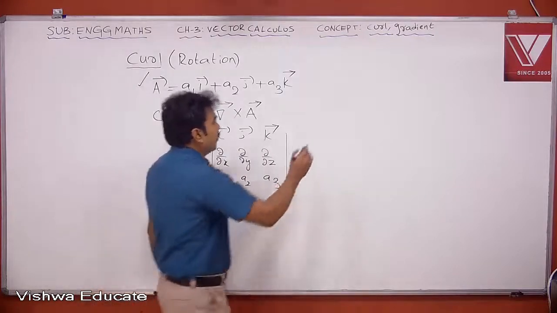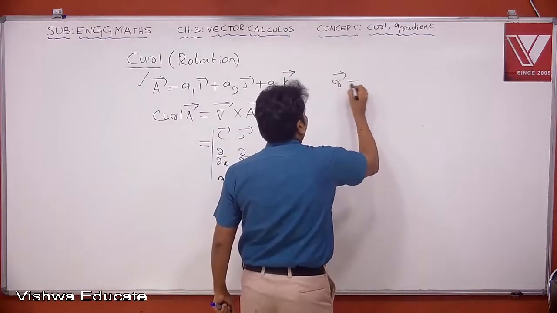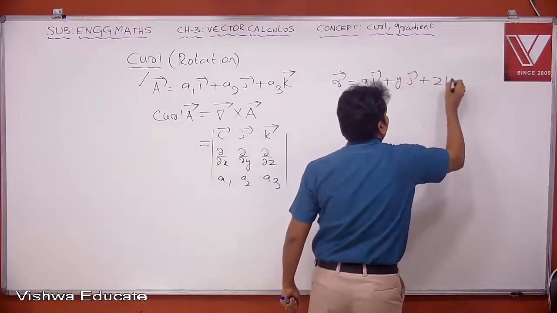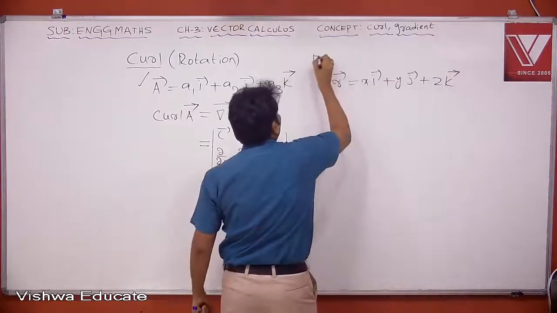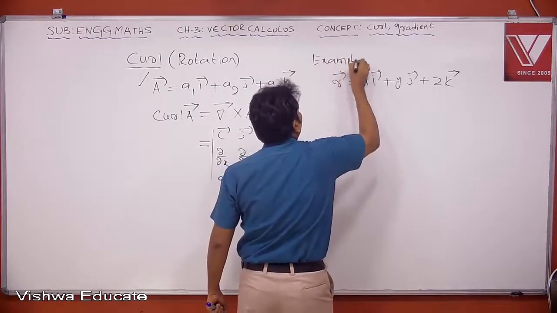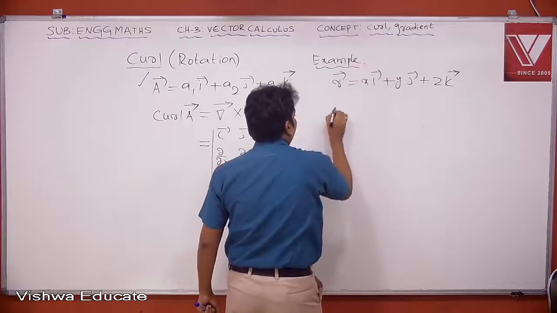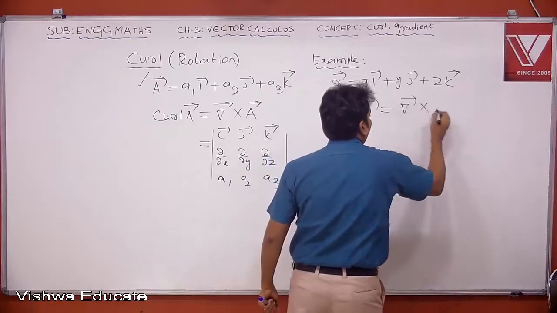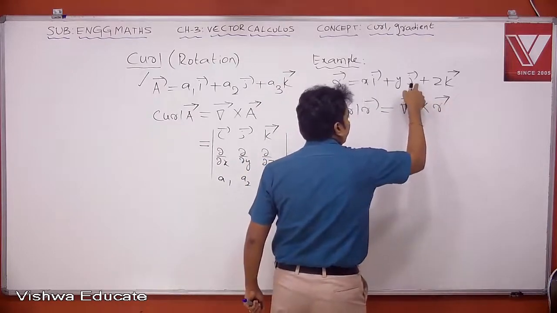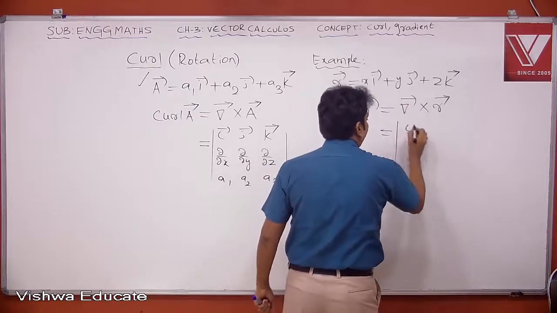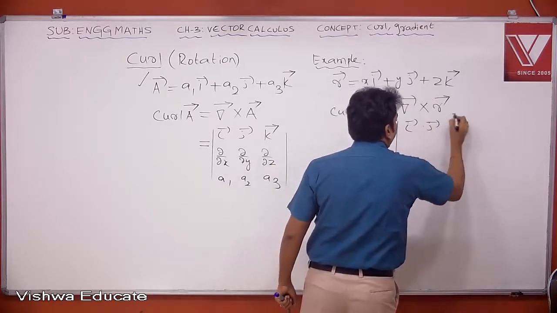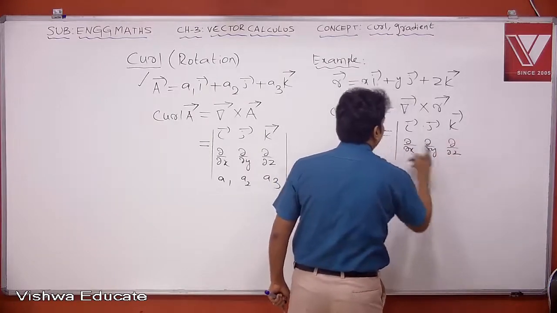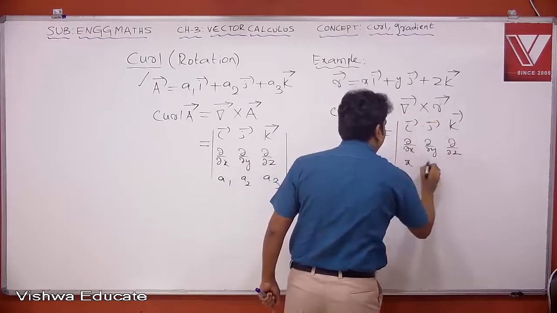Okay. Let us take an example. Suppose we have a vector r bar equal to x i bar plus y j bar plus z k bar. Now let us calculate curl of this vector. Curl r bar equal to del bar cross r bar. Basically, this is a standard position vector. Now this is the determinant of i bar, j bar, k bar, dou by dou x, dou by dou y, dou by dou z, and components x, y, z.